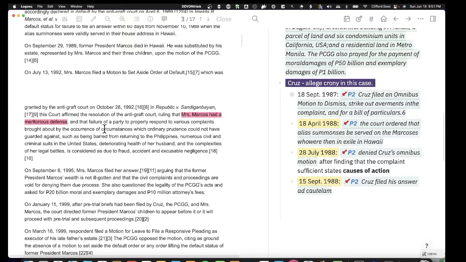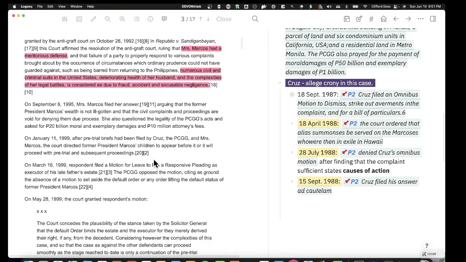Meritorious defense. The failure of the party to properly respond to the various complaints was brought about by circumstances which ordinary prudence could not have guarded against, such as being barred from returning to the Philippines, numerous civil and criminal suits, and a husband's draining health and publicity. The legal basis considered was fraud, accident, and excusable negligence.